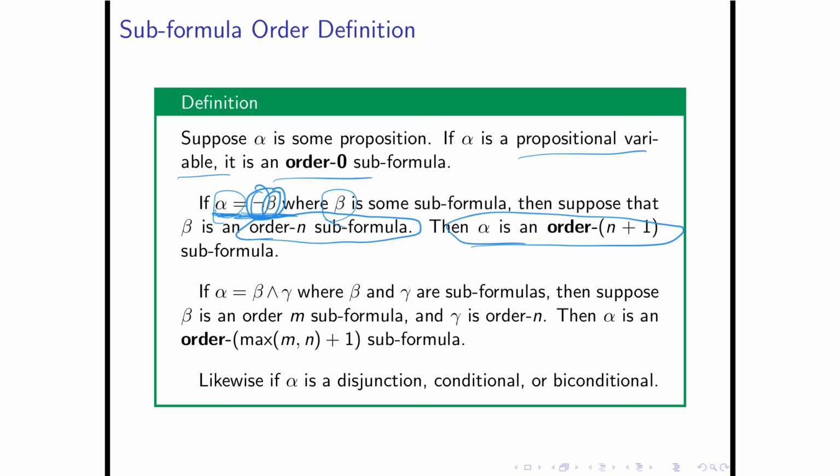And then if you have a conjunction, so if alpha is beta conjunction gamma, so you have two subformulas now, beta and gamma, then find the order of beta, and continuing in a similar process, find the order of gamma. So let's say that they have orders m and n. Then, as I've mentioned a few times, the way that we get the new order, the order of alpha, is to take the max of m and n and add 1. That's the order of the bigger formula. The same rule holds for all the other operations.